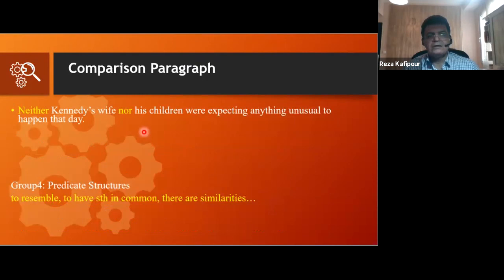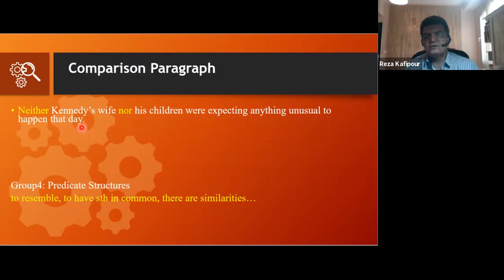As I said, another structure for correlative conjunction is the use of neither nor, as we worked on in a sample question, if you remember. So we say, for example, neither Kennedy's wife nor his children were expecting anything unusual to happen that day. So expecting anything unusual to happen that day is the basis of comparison. We want to say Kennedy's wife and Kennedy's children were expecting anything unusual to happen that day.